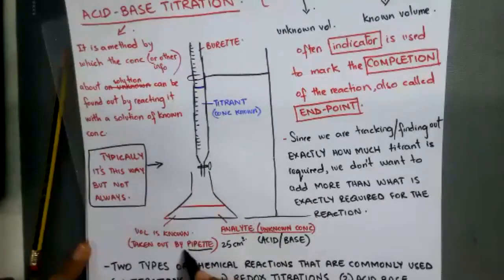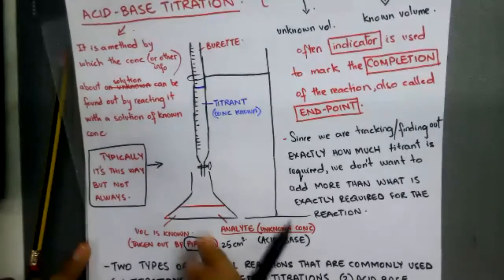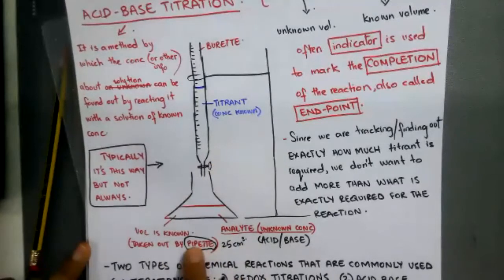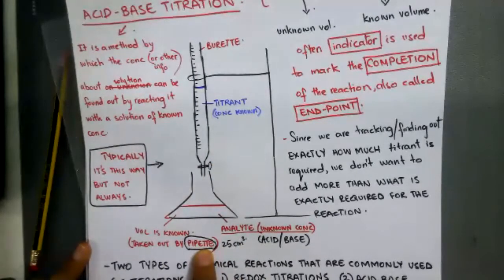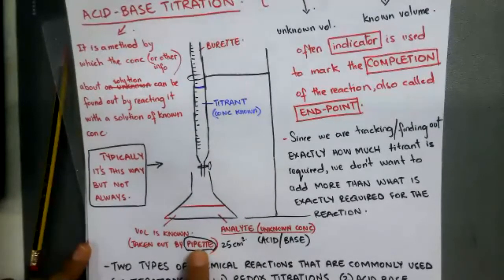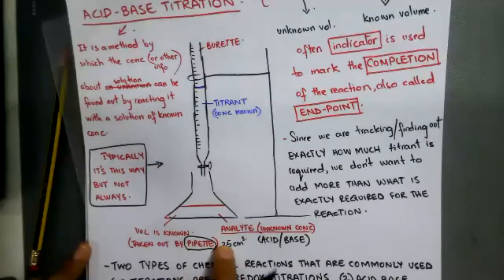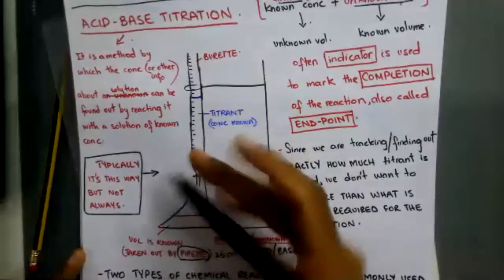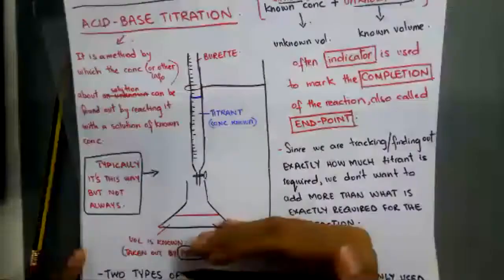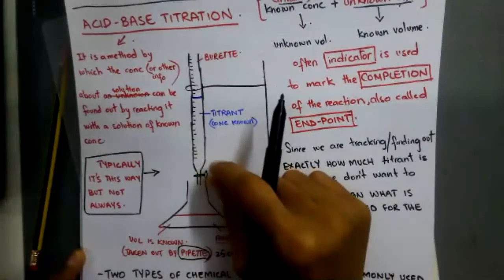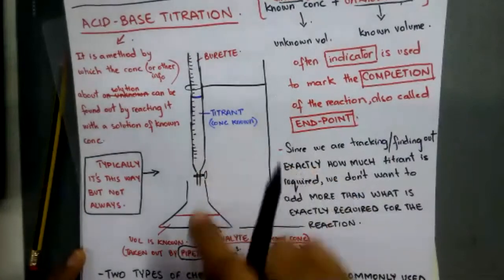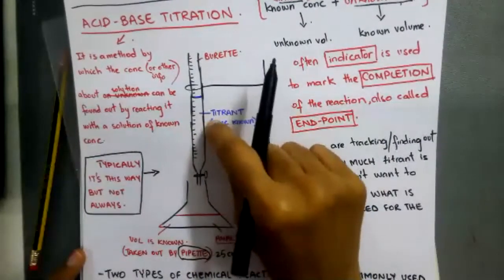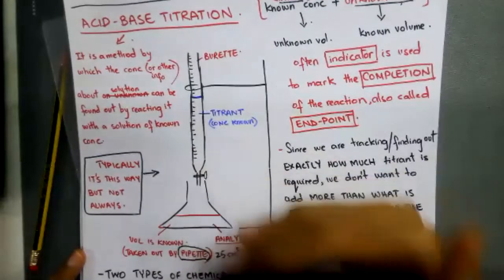You use pipette when you know the volume. I have also seen people arguing with each other that no, you use pipette for the acid. Somebody says, no, you use pipette for the base. I have seen students in the group fighting on this. But remember, you use pipette when you know exact volume. And you use a burette when you don't know how much of the volume you would need. So you keep adding dropwise till the reaction is complete. And how do you know when the reaction is complete?